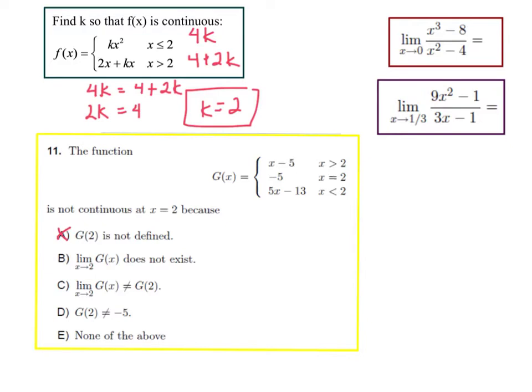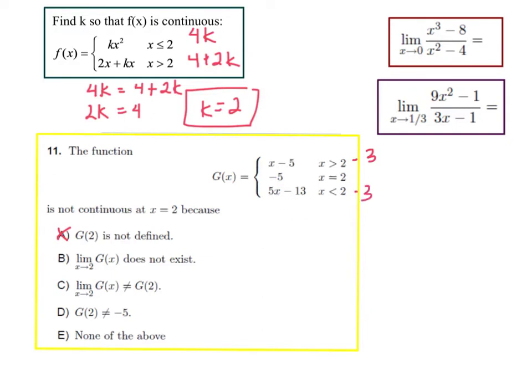Well, let's see. If we plug in 2, I'm just going to make a note. 2 minus 5 is negative 3. I'm just going to make a note there on the side, okay? Then let me plug it in to the bottom. Okay? 5 multiplied by 2 minus 13 is negative 3.